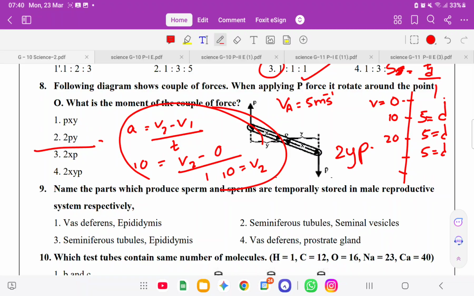Then the ninth one: name the parts where sperms are produced and temporarily stored in the male reproductive system. Sperms are produced in the seminiferous tubules and temporarily stored in the epididymis. The third one is the answer.